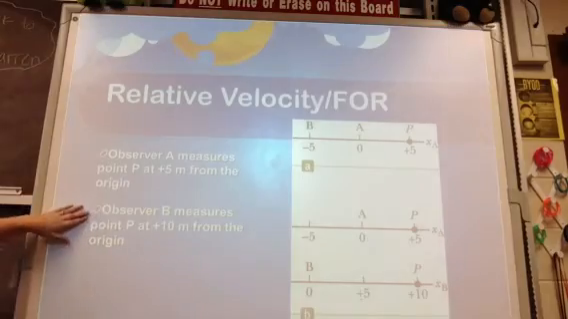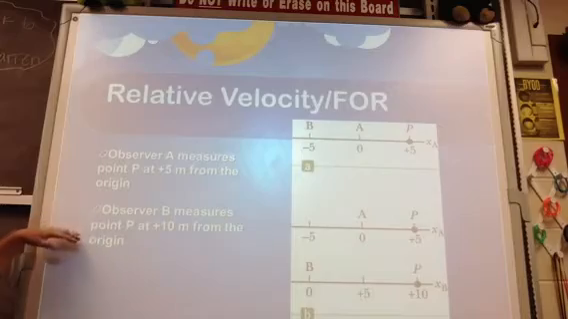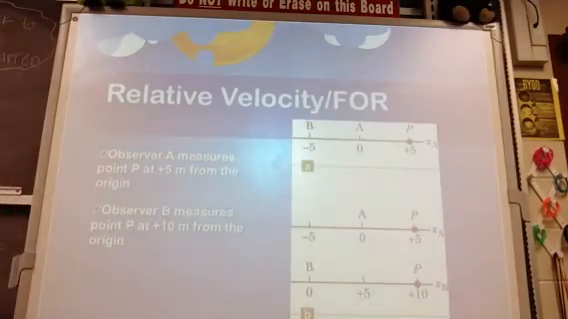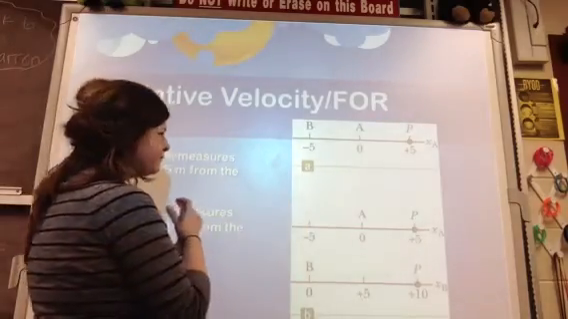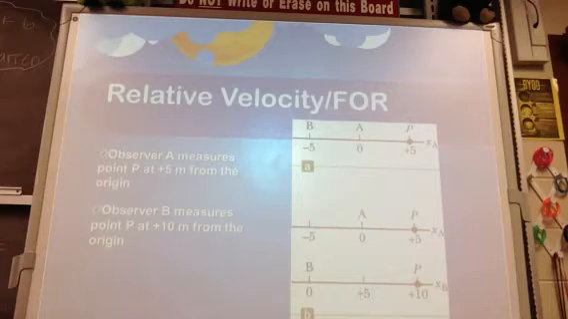Observer B, though, if I make observer B my origin, actually measures point P 10 meters away. So my frame of reference is going to be different based on where my origin is, or where I'm measuring from. I have observer A and observer B, and I see that my point is different based on where I'm at on that Cartesian coordinate system. It's different just because I'm using different frames of reference.